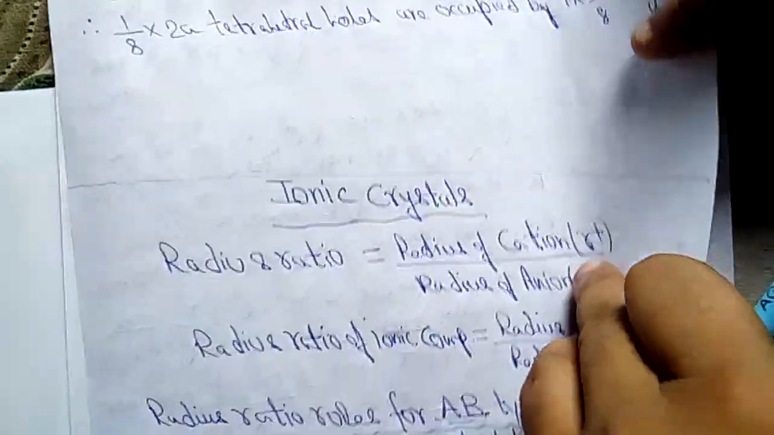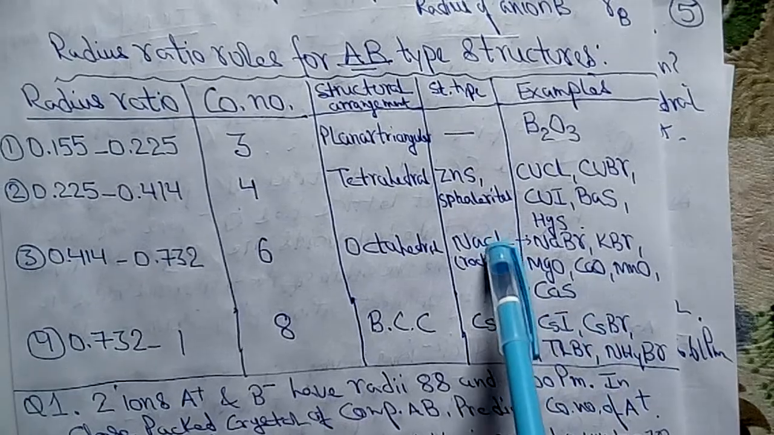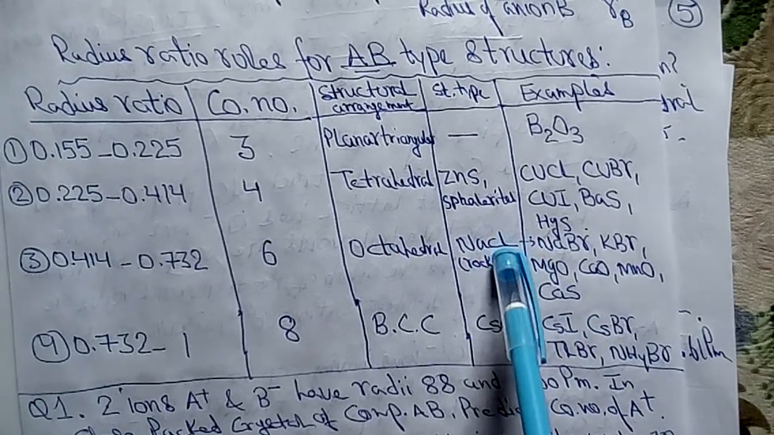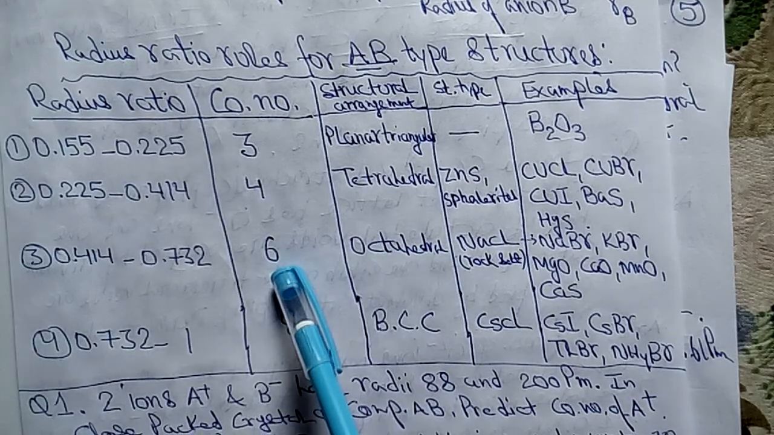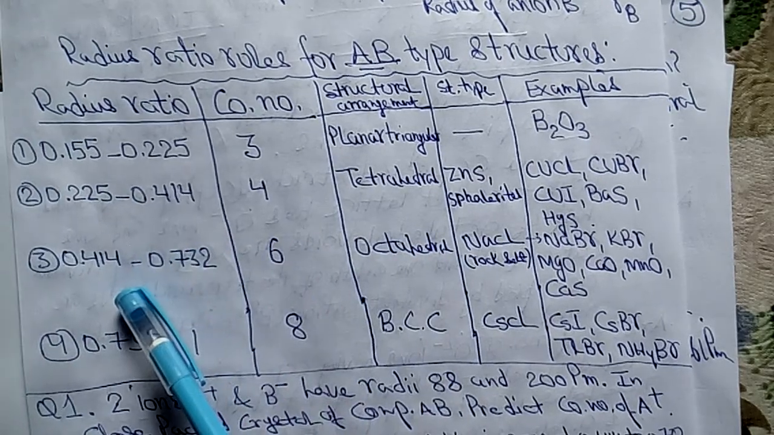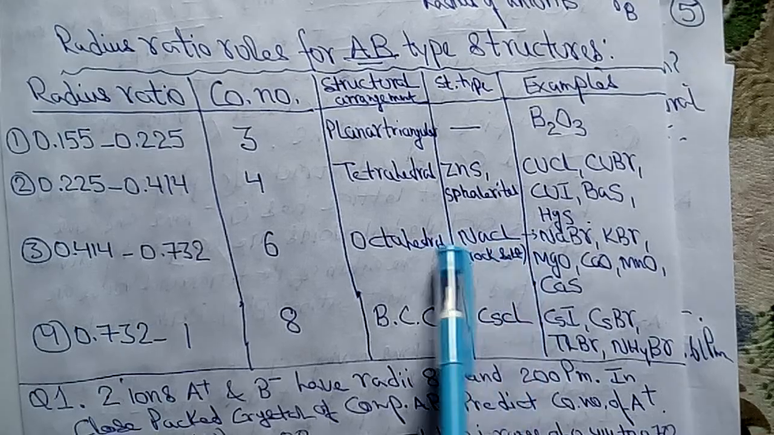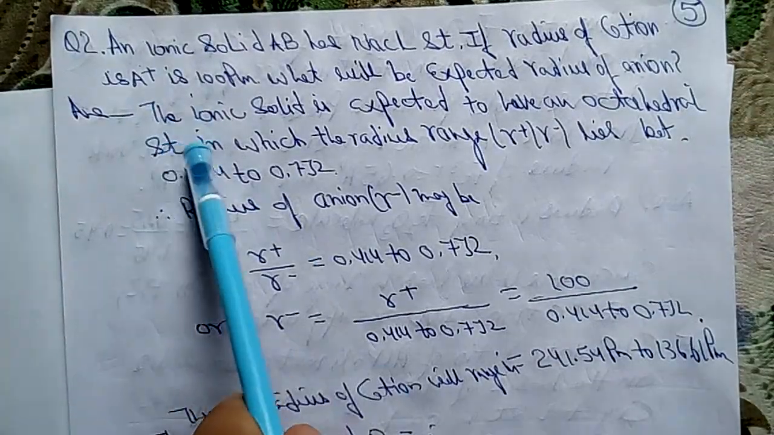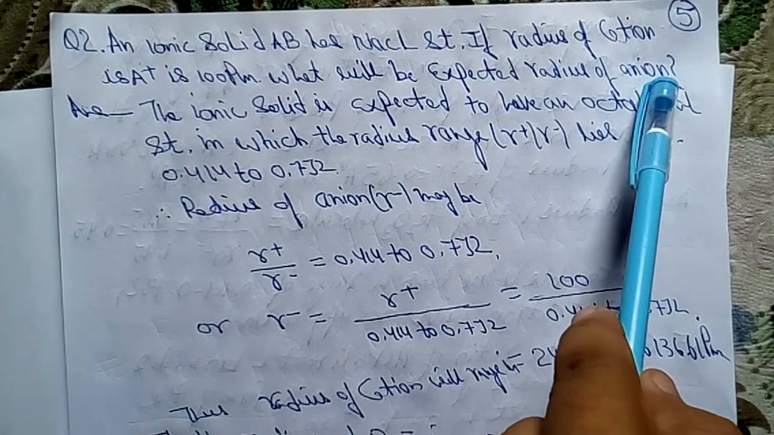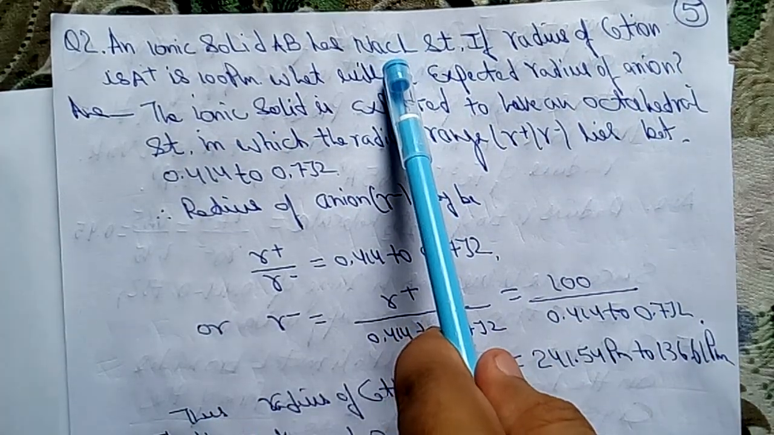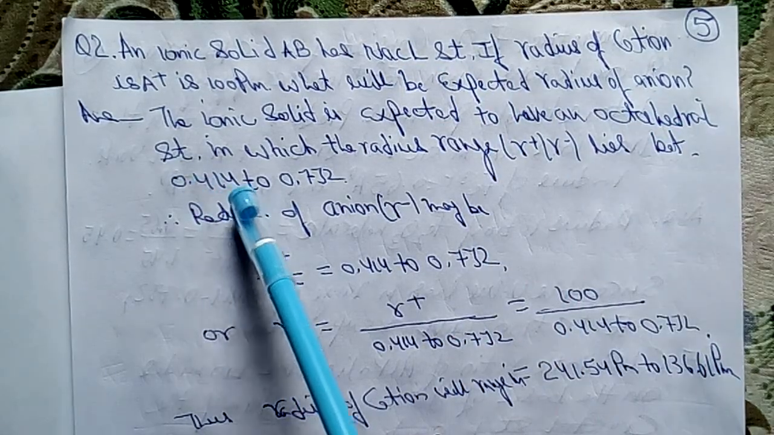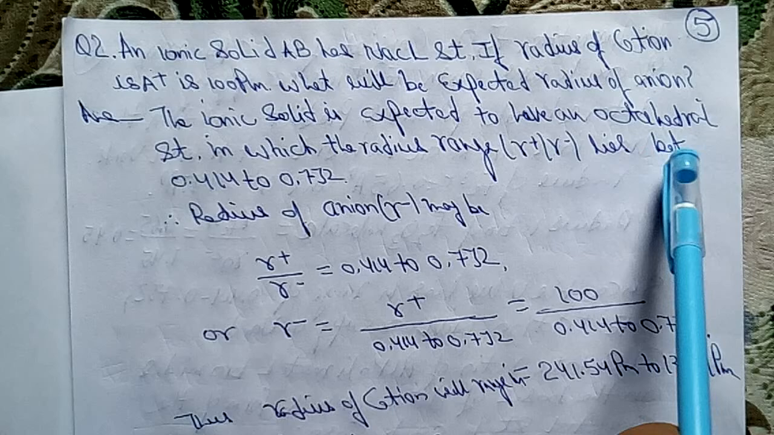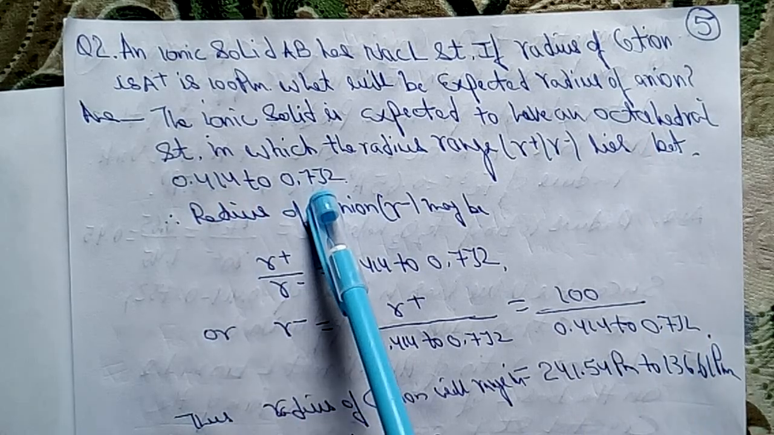If it is NaCl, so where is NaCl? NaCl is here, so you have to remember it. NaCl has which type of structure? Octahedral, and coordination number how much? 6. Value of radius this much. So by knowing NaCl we can get these three answers. Same way, they are asking for the expected radius of the anion and NaCl was given. So NaCl has which type of crystal? Octahedral structure. If it is octahedral, in which radius range does it come? It lies in 0.414 to 0.732.